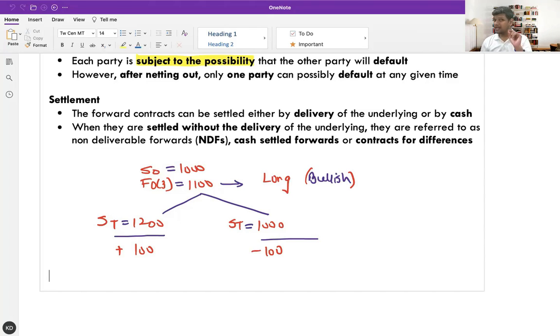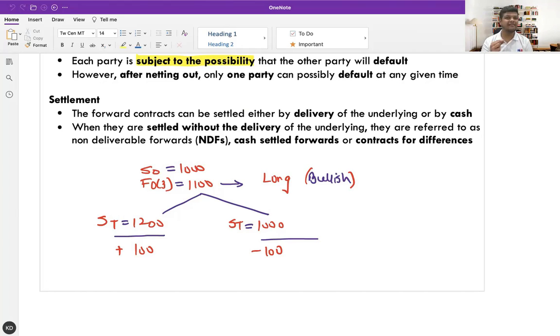Now, what is it that I discussed? This is called delivery of the contract. Why delivery? Because you wanted the asset. So you paid me how much? 1100. And in return, I gave you the asset. This is called delivery. But then there is another method of settlement where you don't buy the asset from me. I don't sell you the asset. We just exchange the difference in amount.